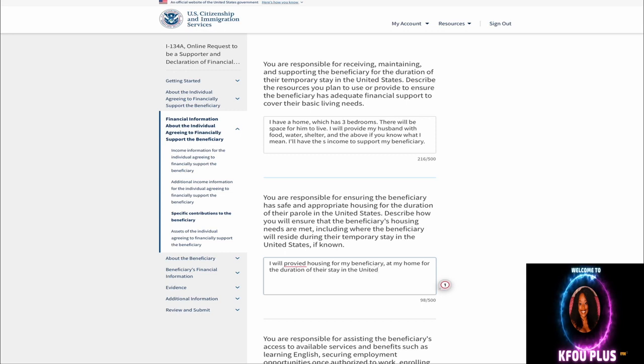So if the beneficiary were to live with somebody else, you can put that below. But since my husband's going to be living with me, I put that below. But if you're having a different situation, where you have a sister they're going to be living with, you could list out your sister's information and explain that in this section. But since my husband is going to come live with me and my daughter, I have mentioned that here.